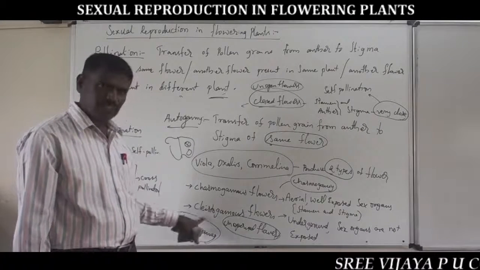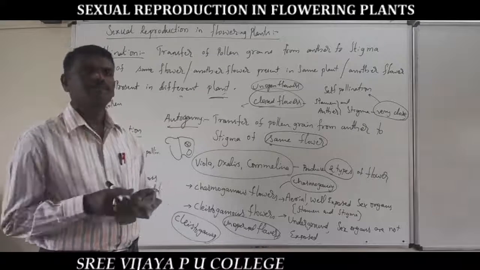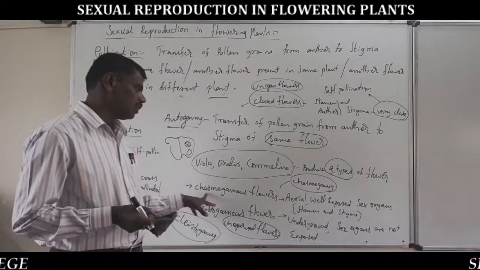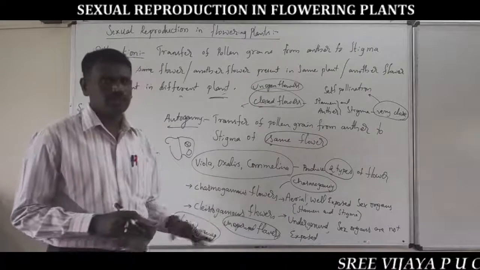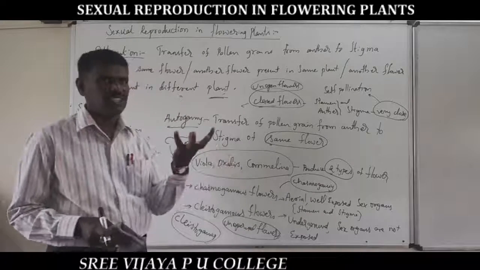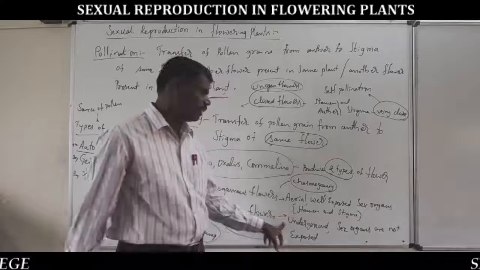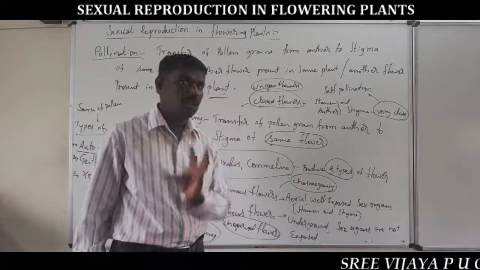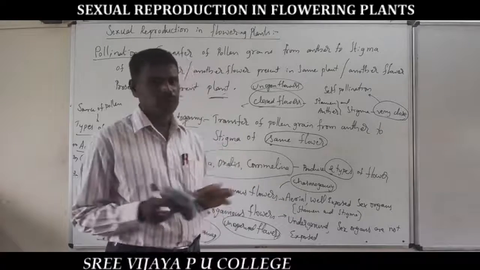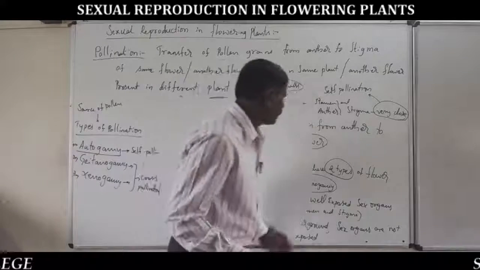So these are the two types of flowers produced in certain plants where autogamy occurs, not all. Plants like Viola, Oxalis, Commelina, and groundnut produce two types of flowers, chasmogamous and cleistogamous. Chasmogamous flowers are aerial with well exposed sex organs, easily seen with the naked eye. But cleistogamous flowers are underground, inside the soil, and the sex organs are not exposed because the flowers are always closed.